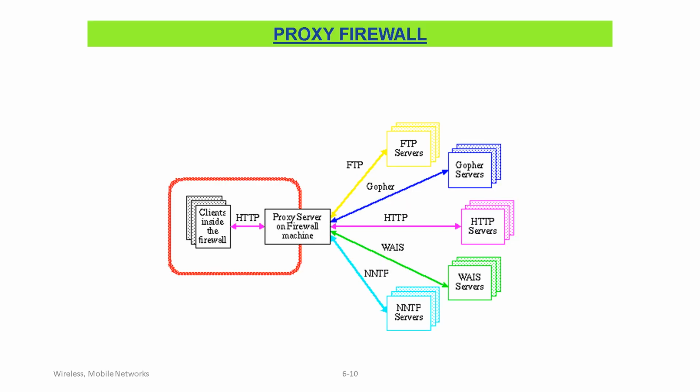Here in this figure we can see a proxy firewall, and it is working at the application layer, and all the applications coming in and going out of a network pass through the proxy server or the proxy firewall.